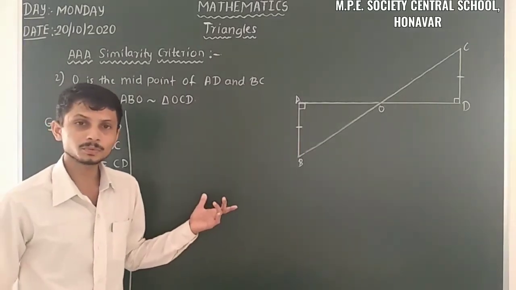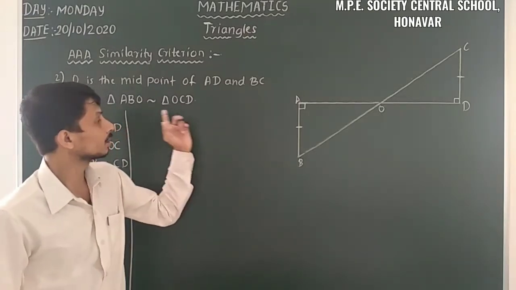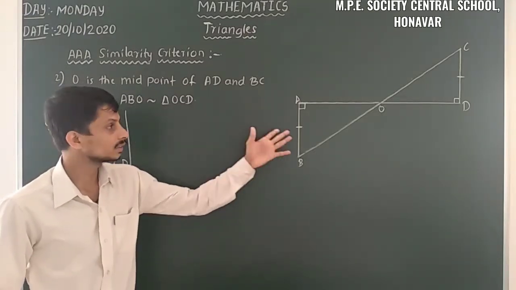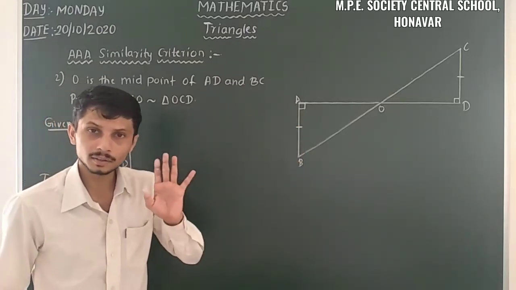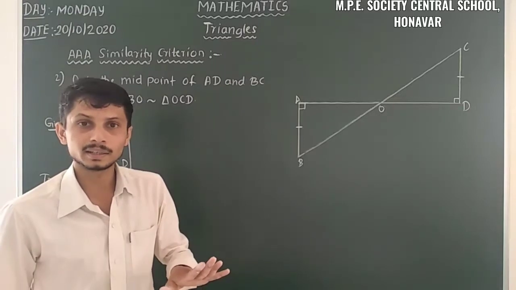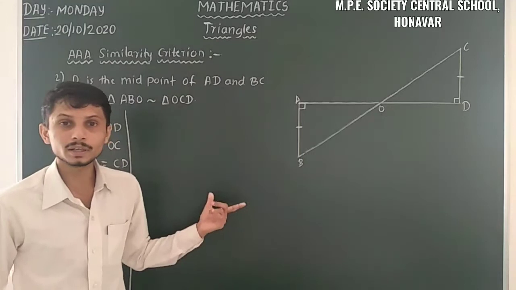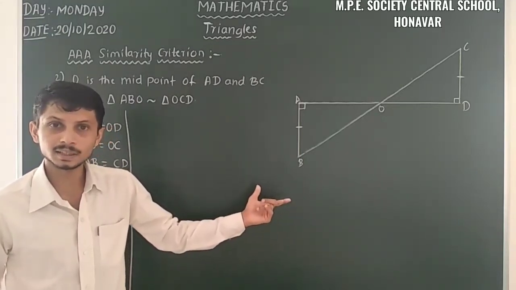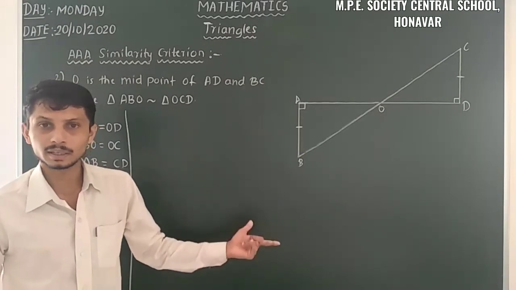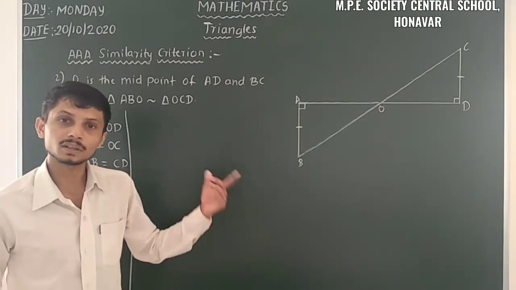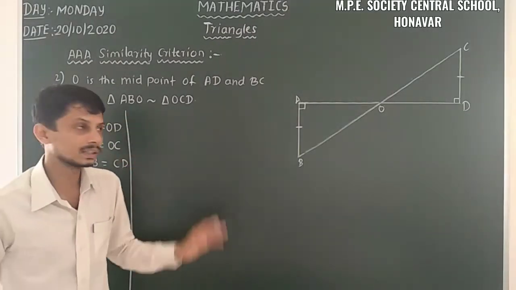So when we take the proof, here we have to prove triangle ABO is similar to triangle OCD. So consider triangle ABO and triangle OCD. In that case, we have to apply the AAA similarity criterion here. With the help of that criterion, we have to prove that corresponding angles are same and the corresponding sides are proportional. Then we can come to the conclusion that triangle ABO is similar to triangle OCD. So let's take the proof.